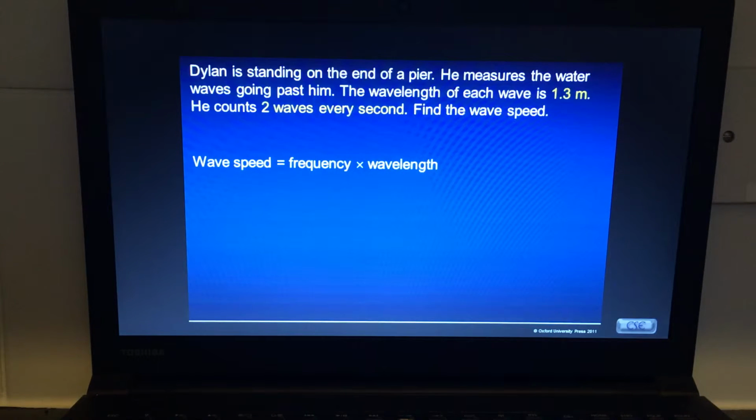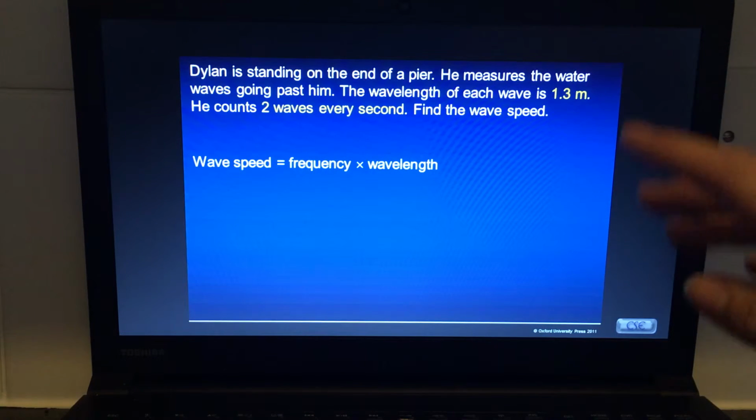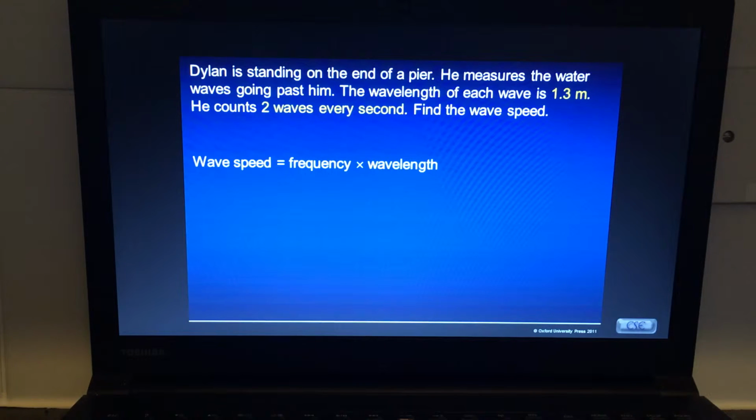Here's an example. So Dylan is standing on the end of a pier. He measures the water waves going past him, as you do. The wavelength of each wave is 1.3 meters. It's got very good accurate calculations, it seems. He counts 2 waves every second. Find the wave speed. So I've highlighted here, and in the exam question you should underline it, the key points here. So if we were going to put it into the equation, it would be V equals 2 times 1.3, which is just 2.6 meters per second.